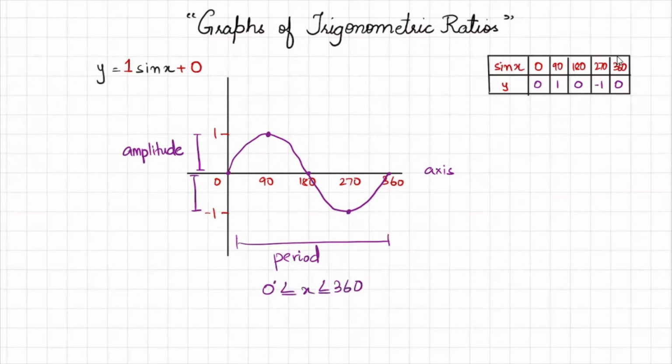Okay. And what is the range? Range is the value of y, the maximum value and the minimum value. So the maximum value is 1 and the minimum value is minus 1. So I'm writing it down, minus 1 to 1.